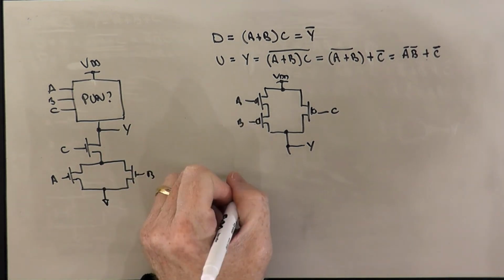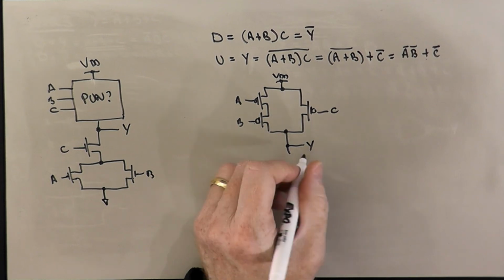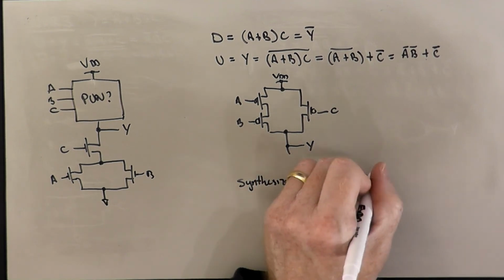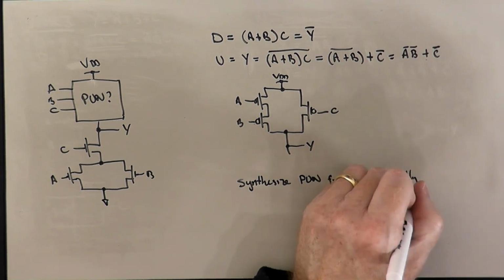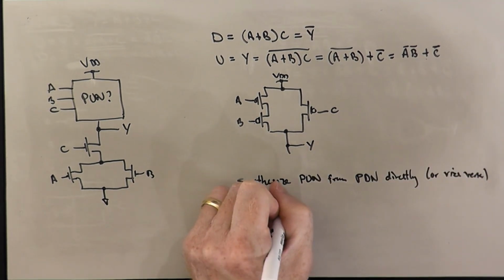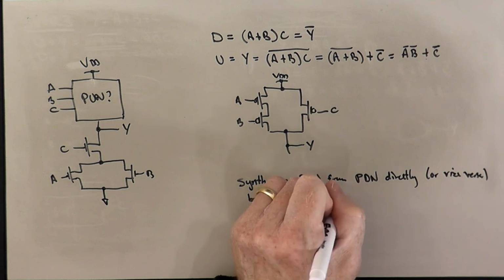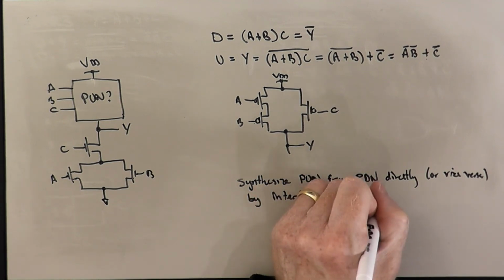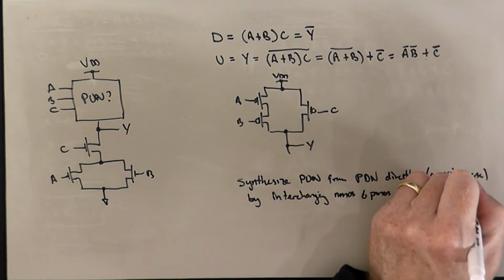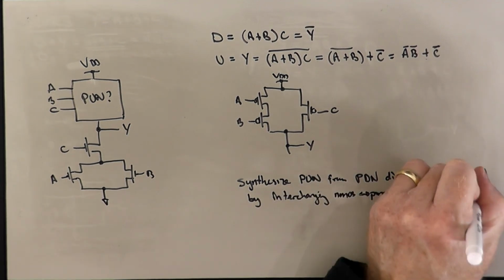So you can directly synthesize PUN from PDN directly, or vice versa, by interchanging NMOS and PMOS, and series and parallel.